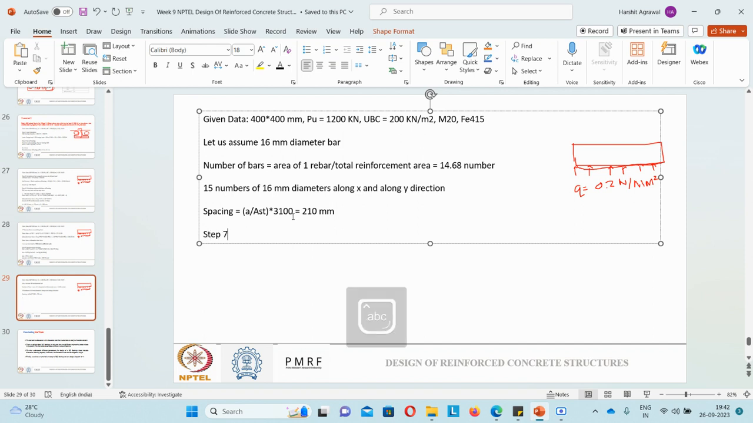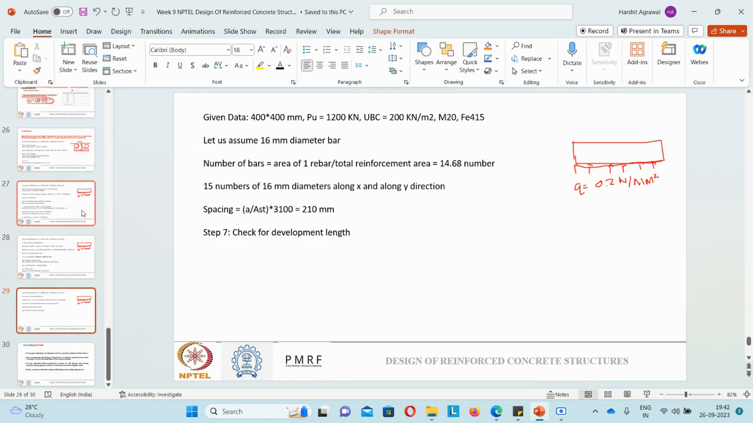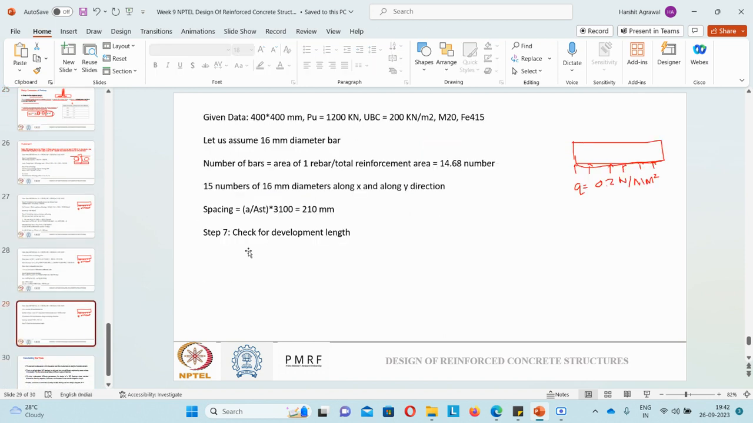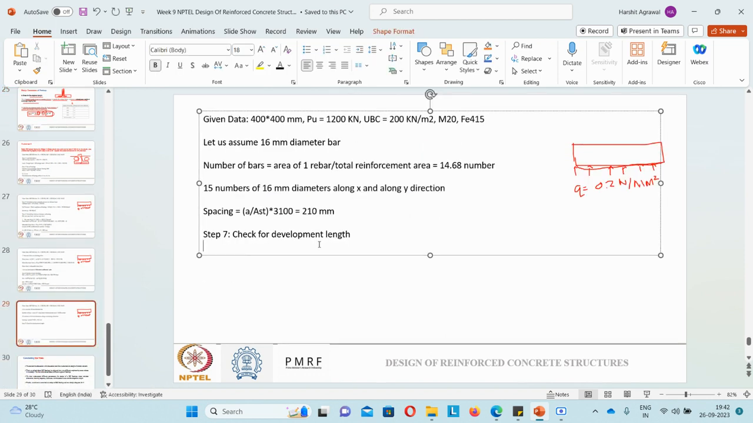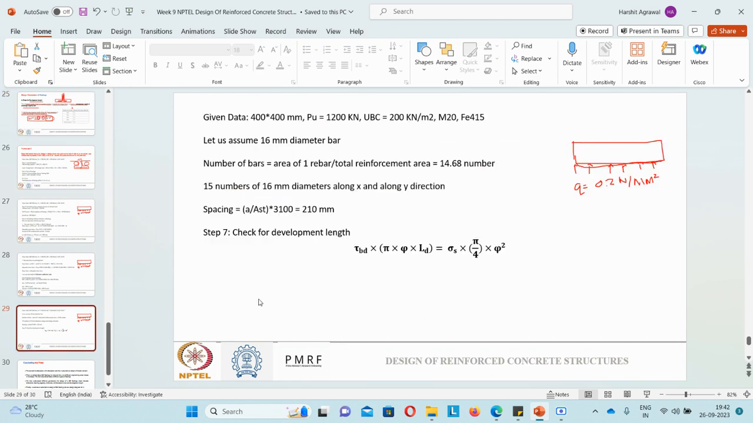Now my step 7 is the check for development length. This is the final check. So how is this done? We saw this here. I'm just copying this formula. Okay, so this is the formula that we need to follow. So what is tau BD? Tau BD for M20 grade is 1.2.